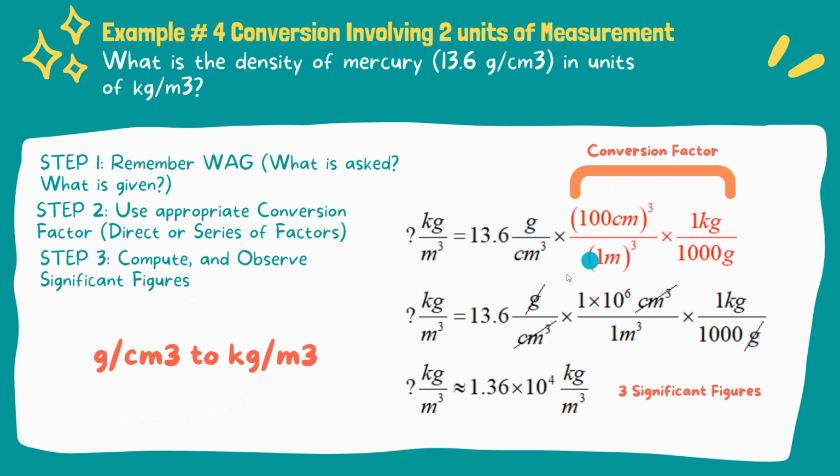So, na-convert na natin yung cubic centimeter natin into cubic meter. Yung i-convert na lang natin is yung grams. So, gagamit na naman tayo ng isa pang conversion factor to convert grams into kilograms. So, evaluate the equation in step 3, do the necessary cancellation of units, and then you will get 1.36 times 10 raised to 4 kilograms per cubic meter, reported in 3 significant figures as required in the problem.